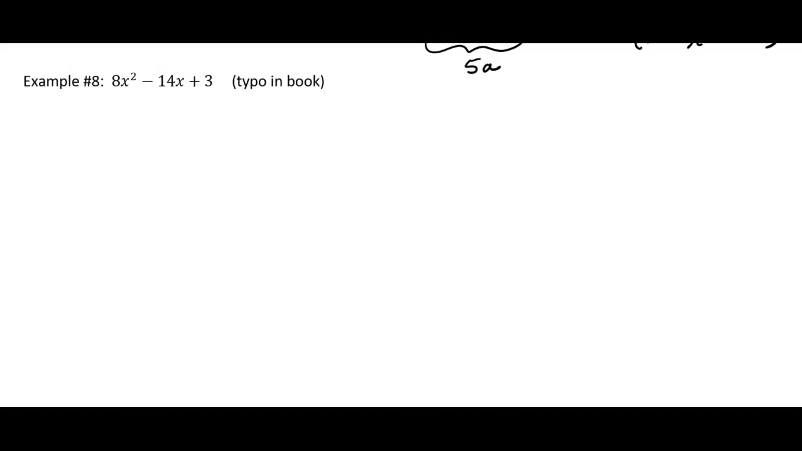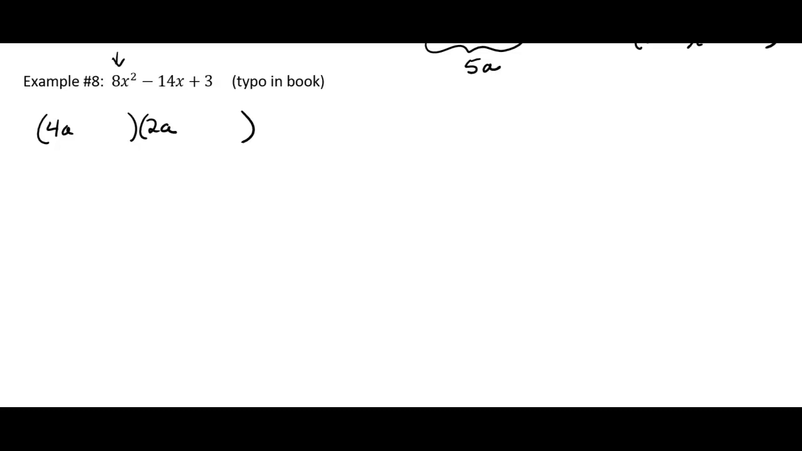And there's a typo in the book. I like to point those out when I find them. So I think I have it correct here, but okay. So we look at the first one. Well, we have two choices. It could be like 2 and 4, or it could be 1 and 8. I'm going to go with the 4a and the 2a first.